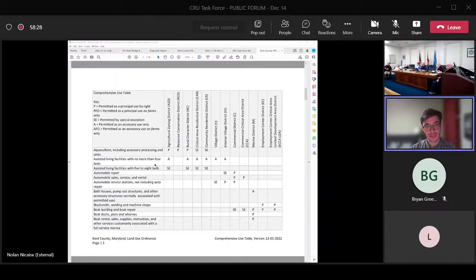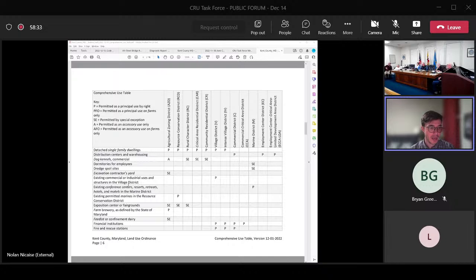Alternatively, you can use this table to look for a specific use. Let's go to page 6 and look at financial institutions. And we say, where can you put a financial institution? Where are those permitted in Kent County? And you see that there are 4 Ps, one for village district, intense village district, commercial district, and commercial critical area district. So this is a helpful tool and something that we worked on as part of this project.